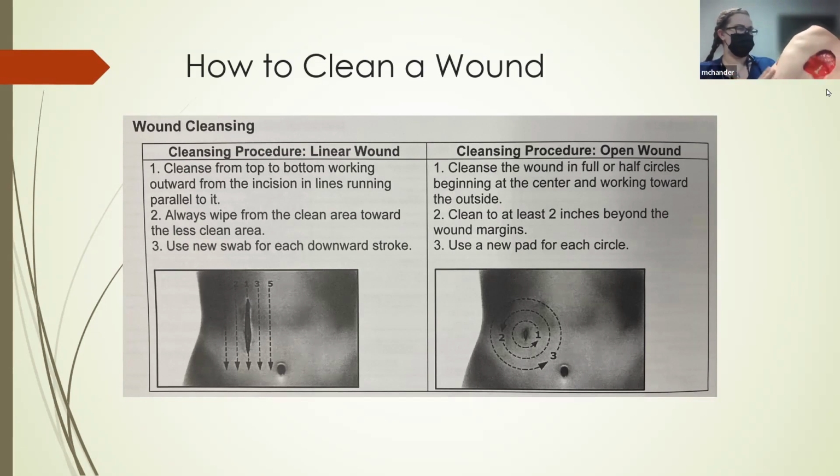If you have an open wound like this, you'll clean the wound in full or half circles. You'll start from the center and work your way out like this, using a fresh gauze for each circle. So circle, throw out the gauze, circle, throw out the gauze, and clean to at least 2 inches beyond your wound margin. This is more for large abrasions, pressure sores, etc.